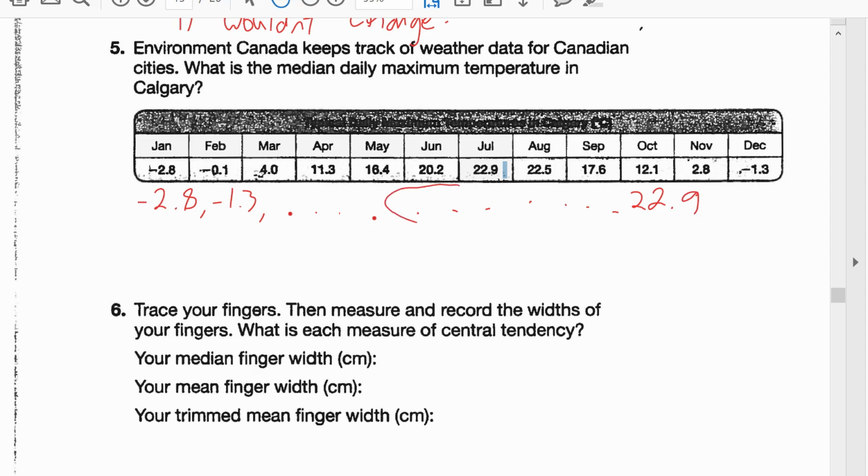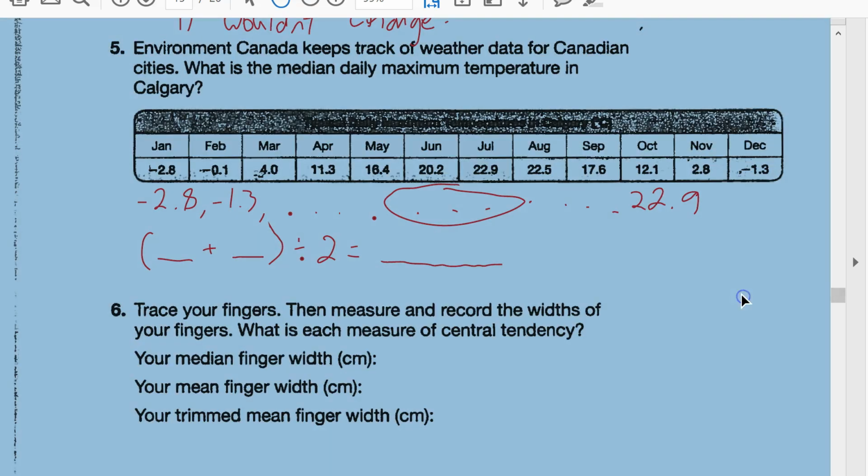There are going to be 2 in the middle, so circle the 2, then add them together and divide by 2, and you'll get your median. Good. So do that for me.